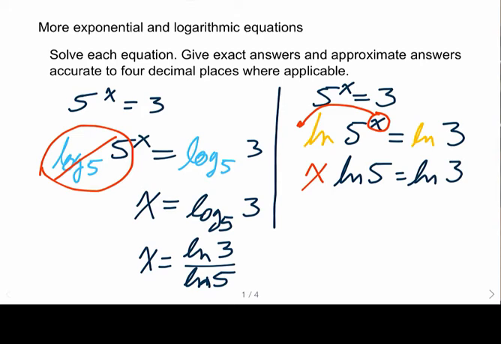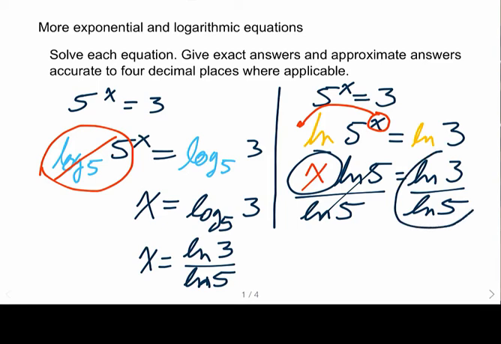And now what I have is just a linear equation because the natural log of 5 is a number, the natural log of 3 is a number. And since on the left-hand side it's being multiplied, x times the natural log of 5, what I can do is divide by the natural log of 5. And get that after reducing, x is equal to the natural log of 3 divided by the natural log of 5. You see, it's the same calculator-friendly answer that we got.